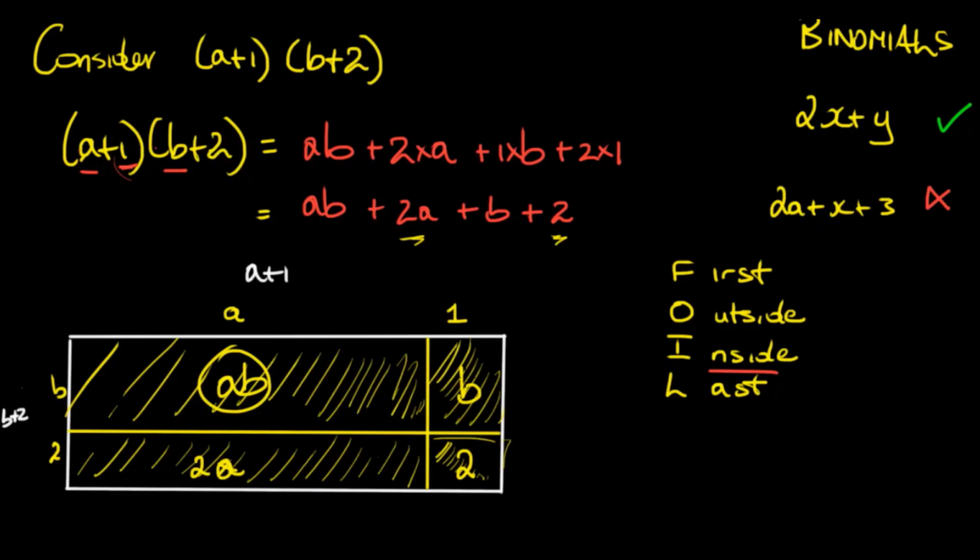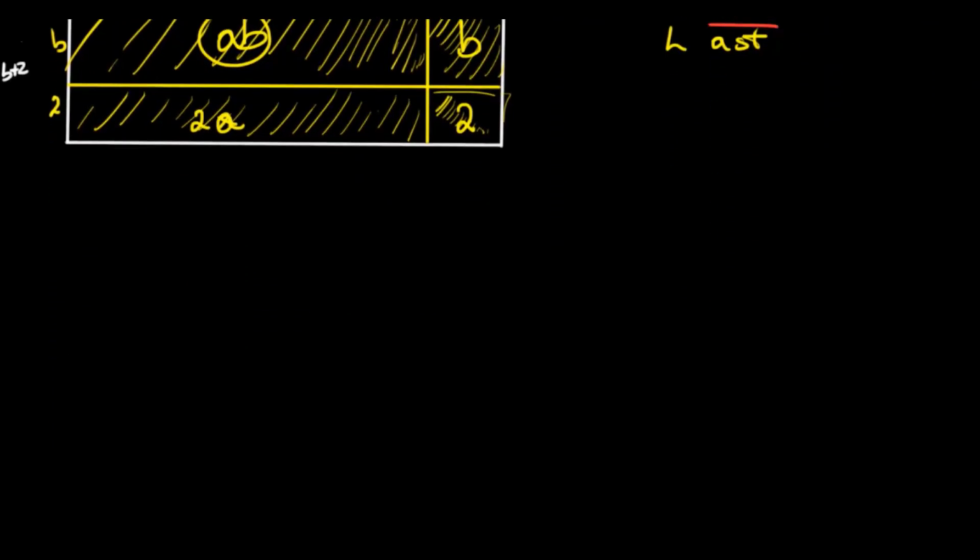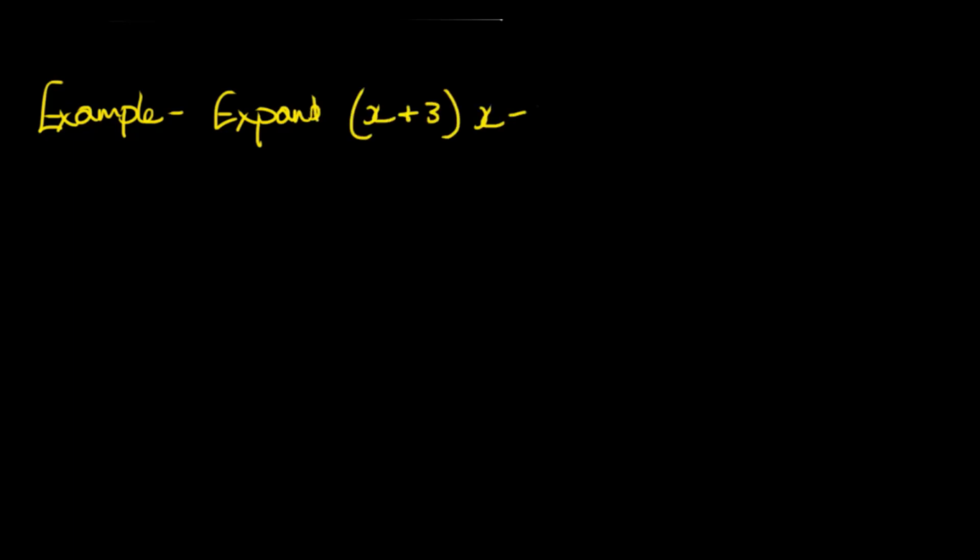In a sense, we are multiplying all of the terms by each other. Now let's look at one last example just to make sure that we get it. Let's say that we wanted to expand something like x plus 3 times x minus 2. Do you want to go ahead and give it a try, and then afterwards I'll compare my answer to yours? Go ahead, pause the video, take a minute.